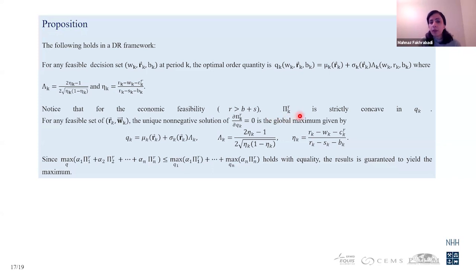But we say that the retailer profit is strictly concave in Q for any feasible set of retail and W prices. The unique non-negative solution for this derivative is the global maximum given by this equation. Why can we say that this Q is the global maximum? Based on this equation from mathematics, the maximization of a summation is less than or equal to the summation of the maximization of each part. And why does it hold with equality? It is because the Q's are independent from each other, so it holds with equality.